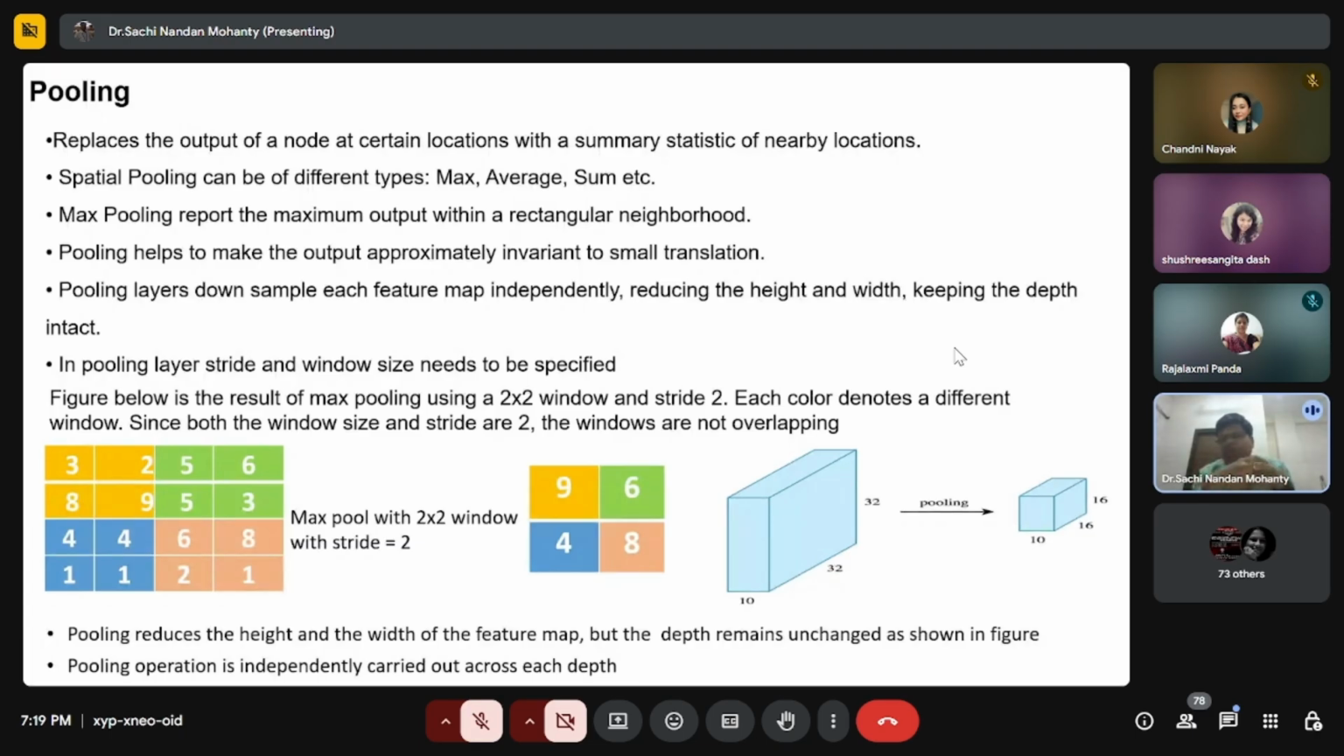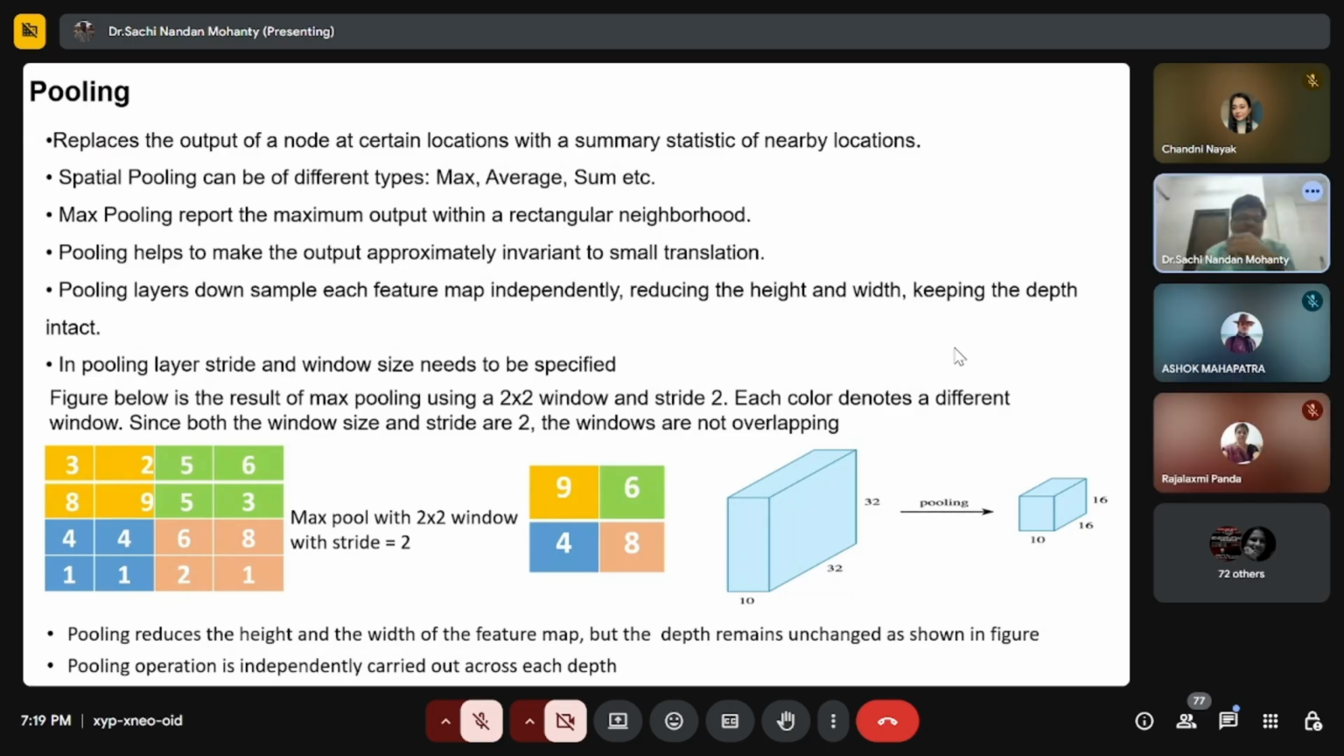Similarly, the pooling we can do many times, average pooling or max pooling or any pooling. Pooling reduces the height and width of the feature map so that the depth of the feature map remains unchanged, as shown in the figure. Now you see here what happened. The depth is not changed. The values will change, but the depth does not change. And the pooling operation is carried out independently across the depth of the feature map.